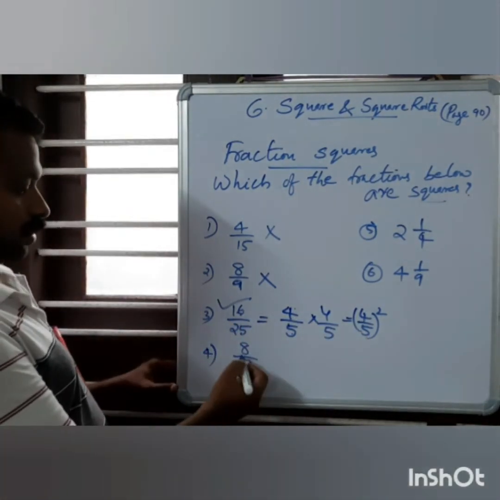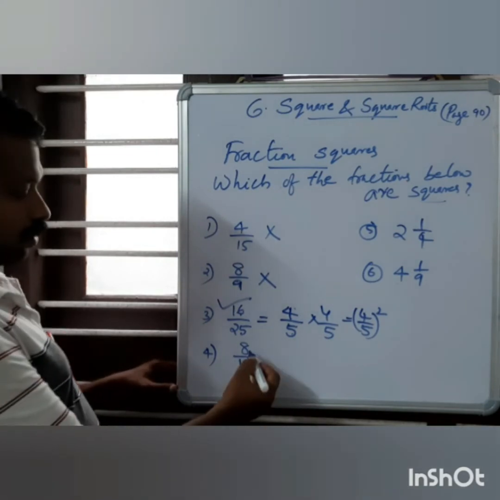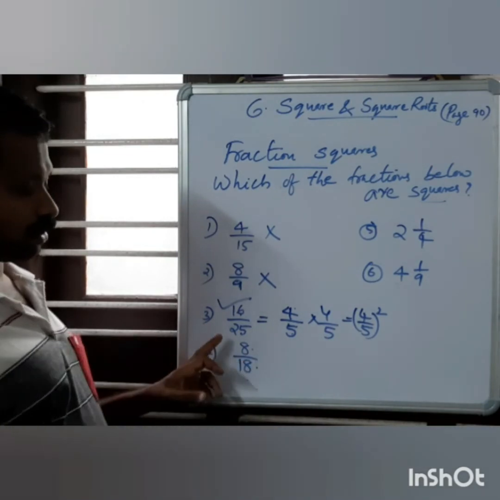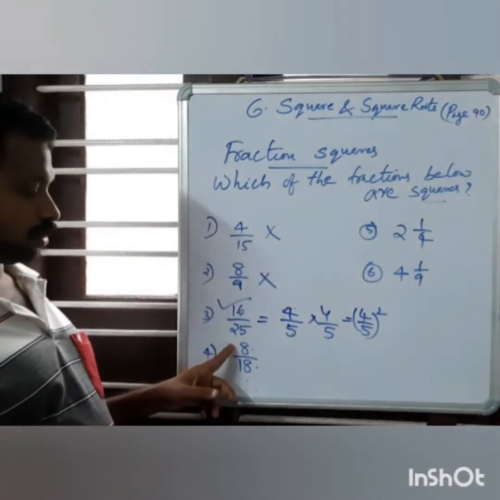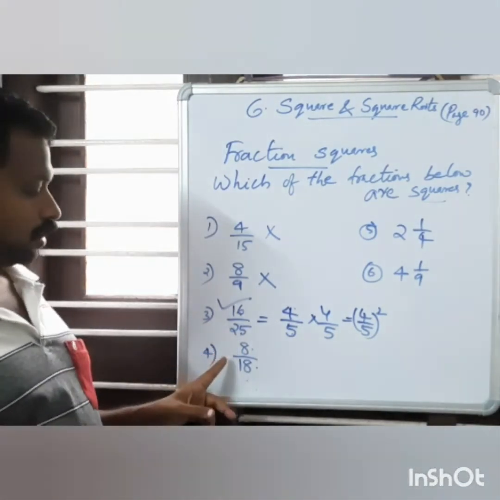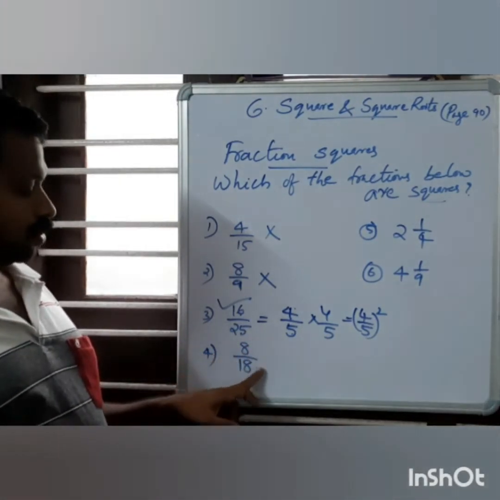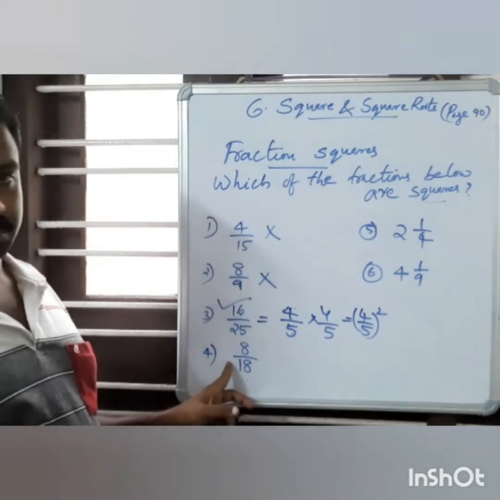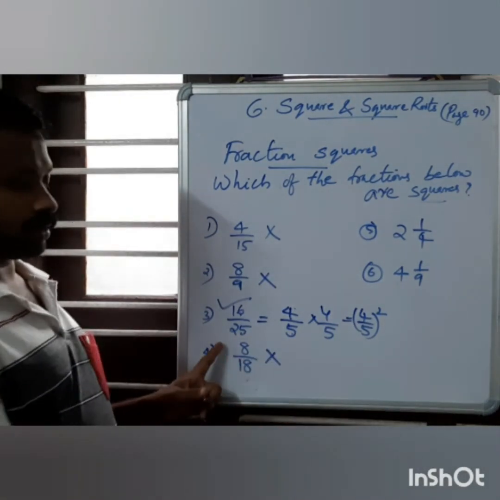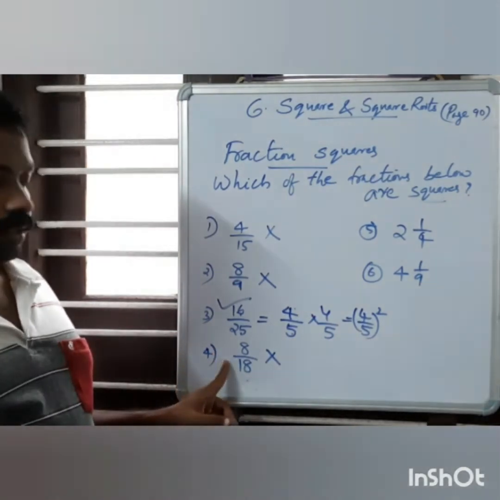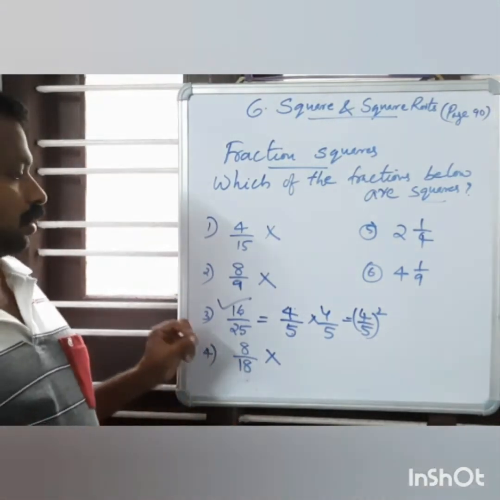See the next one, 8 by 18. In both cases, numerator and denominator, it is not a perfect square. So the square root of 8, you cannot get a perfect number. And the square root of 18 also, you cannot get a perfect number. So this is not a perfect square. This fraction is not a perfect square.